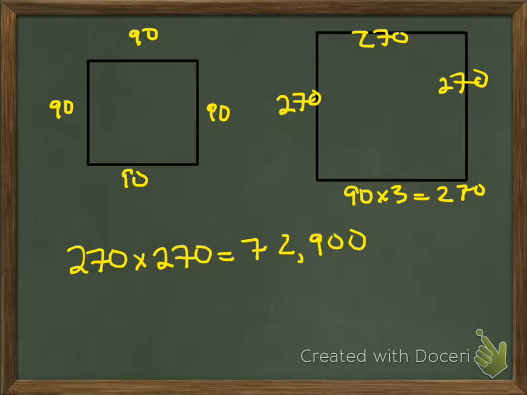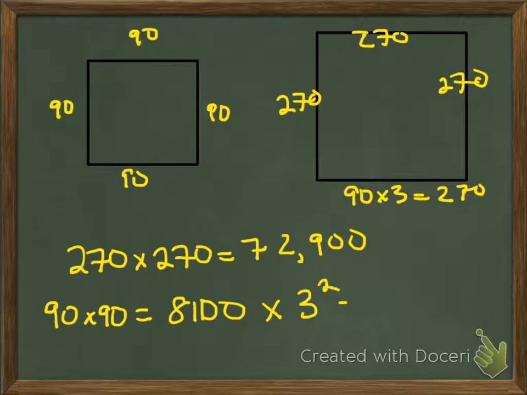The other way you can figure it out is the original area of the original square was 90 times 90, which is 8100. Right? And then you multiply that by the scale factor squared. So remember, the scale factor was 3 squared, and 8100 times 9 is also 72,900. So that works also.